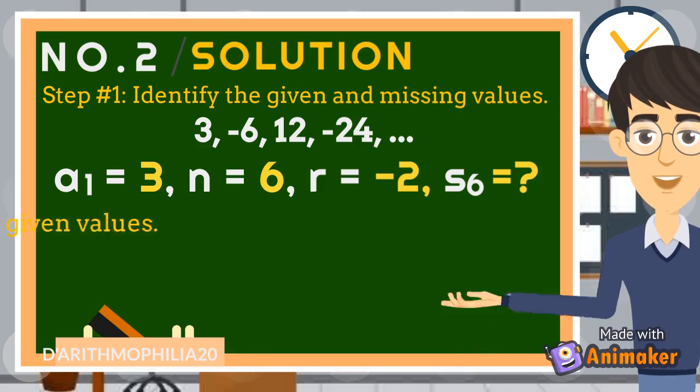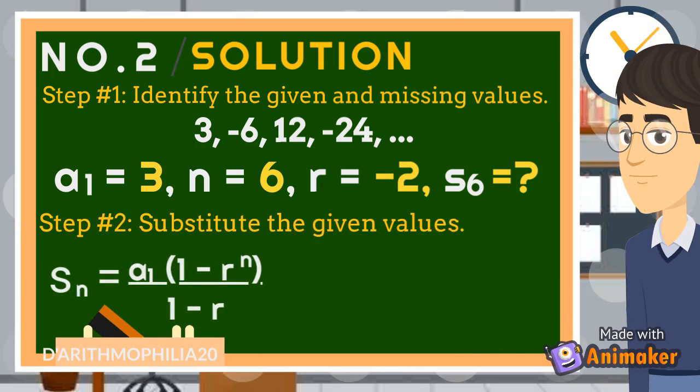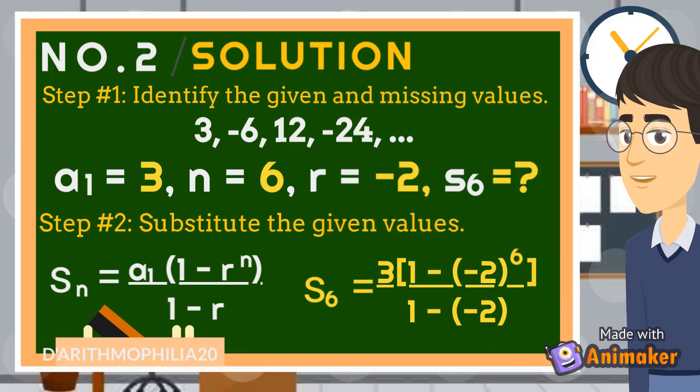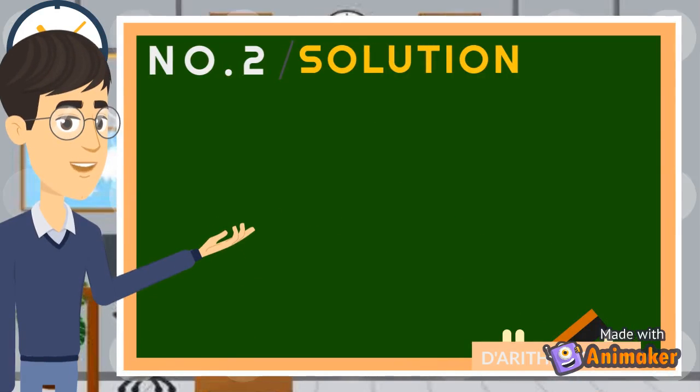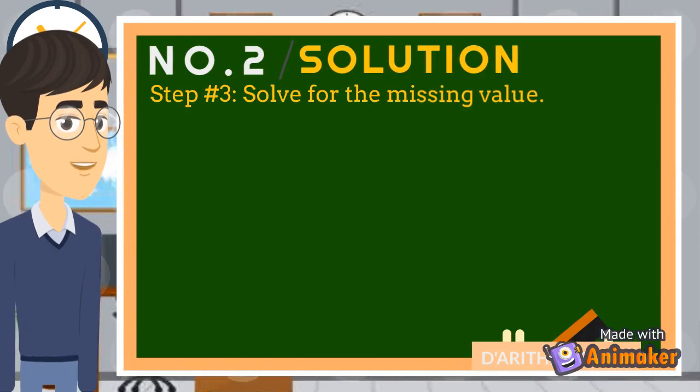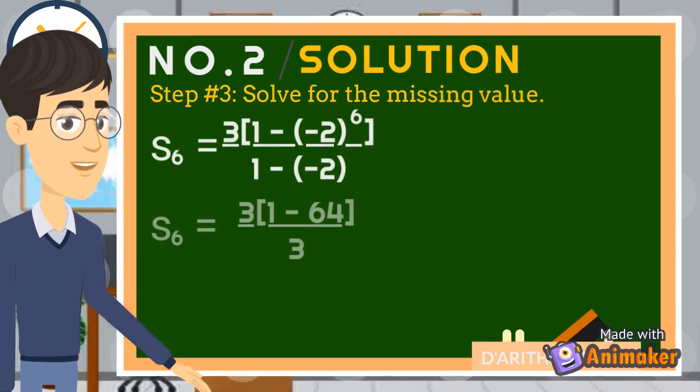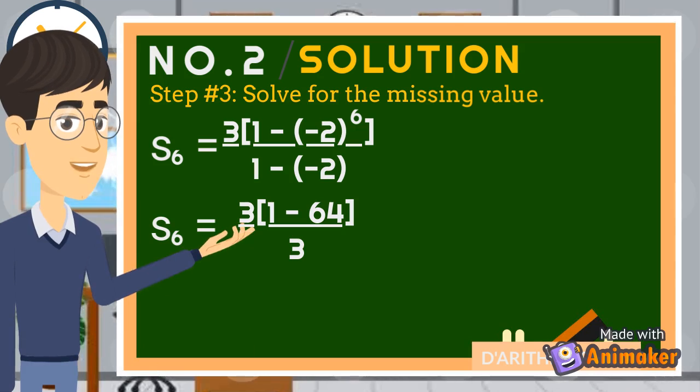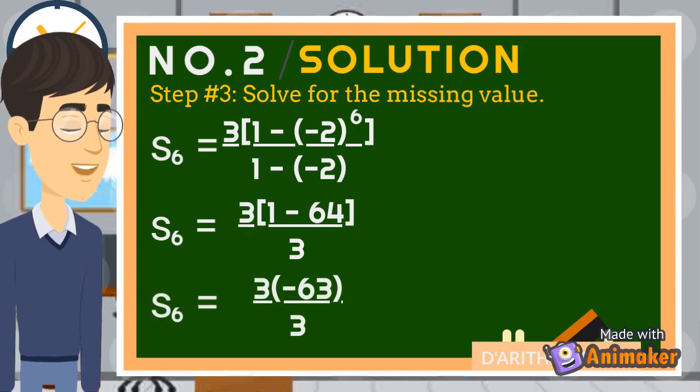Second step, we need to substitute all the given values to our formula. This gives us S sub 6 equals 3 times the quantity of 1 minus negative 2 raised to 6 all over 1 minus negative 2. Moving on to our final step, we will now start solving the missing value, which is S sub 6. Let's start with S sub 6 equals 3 times the quantity of 1 minus 64. Note that 64 comes from negative 2 raised to 6, all over 3, as the difference of 1 and negative 2. Next we will subtract 1 by 64, which will give us negative 63. So, we now have S sub 6 equals 3 times negative 63 all over 3.